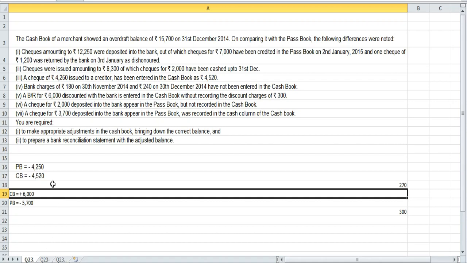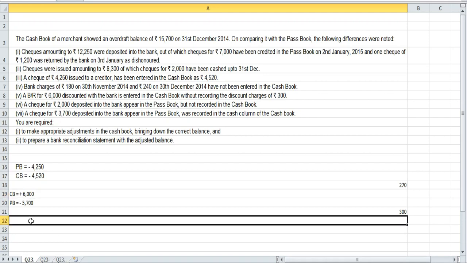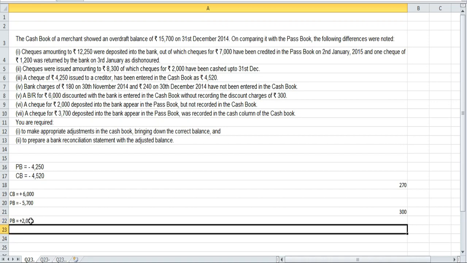Okay, now number 6, a check for 2000 deposited in bank appear in passbook but not recorded in cash book. Okay, so here passbook, now here any bank mistake that we have. Okay, so in the passbook there is a direct deposit of 2000, okay, but there is no deposit in the cash book.